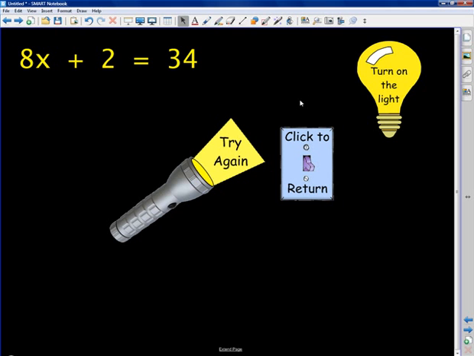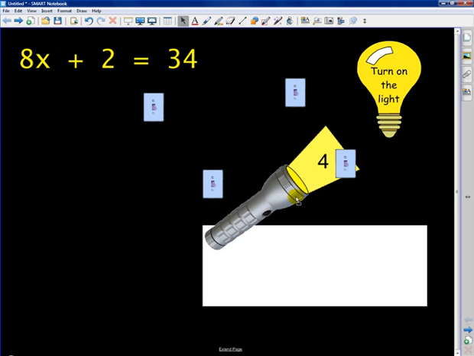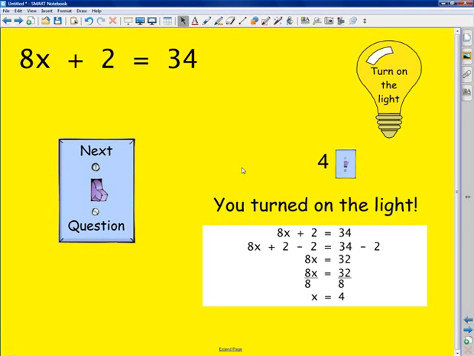If they're incorrect, they'll be asked to return to the original problem. However, if they find the correct answer and they turn on the light switch, the lights will be turned on and they'll be told that they are correct.